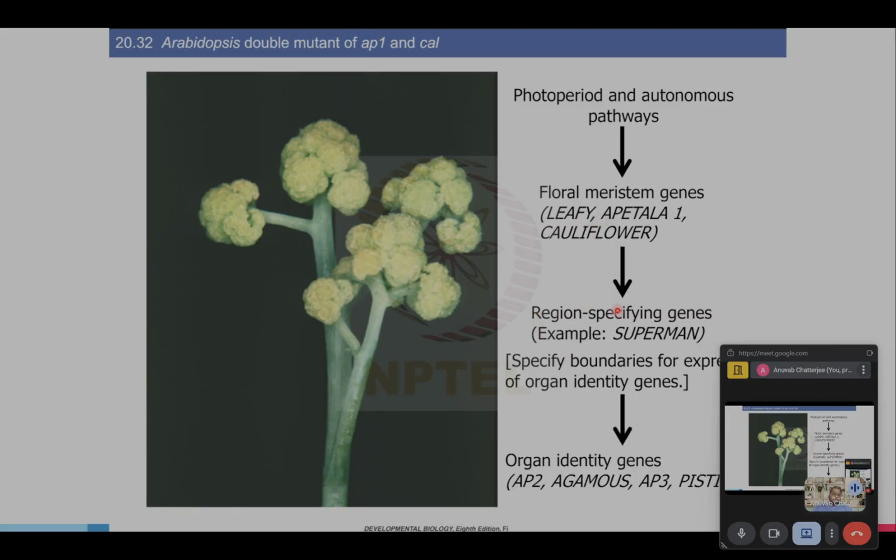Then we have region specifying genes, which specify which part of the flower forms where, such as Superman. And finally organ identity genes such as AP2, Agamous, AP3. These we are going to look at later.